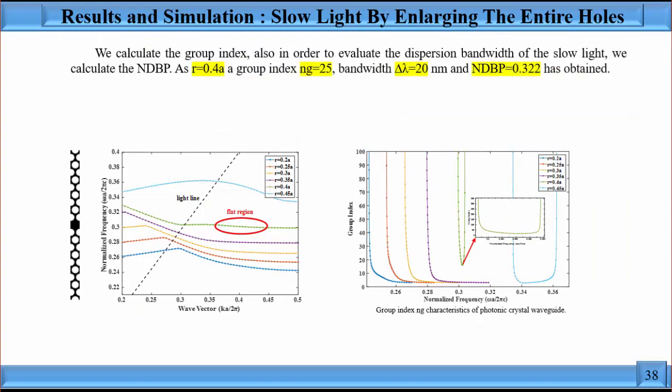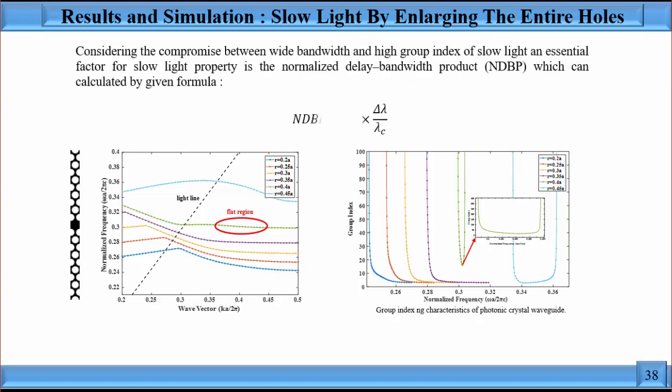Slide 38. Slow light by enlarging the entire holes. We calculate the group index. Also, in order to evaluate the dispersion bandwidth of the slow light, we calculate the NDBP. As r equals 0.4a, group index NG equals 25, bandwidth lambda equals 20 nm and NDBP equals 0.322 have been obtained. Considering the compromise between wide bandwidth and high group index of slow light, an essential factor for slow light property is the normalized delay bandwidth product, NDBP, which can be calculated by the given formula.